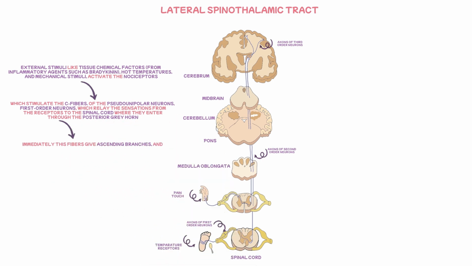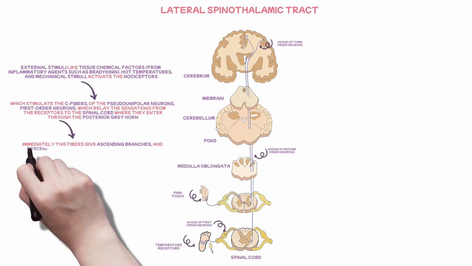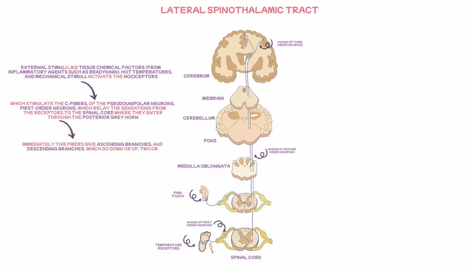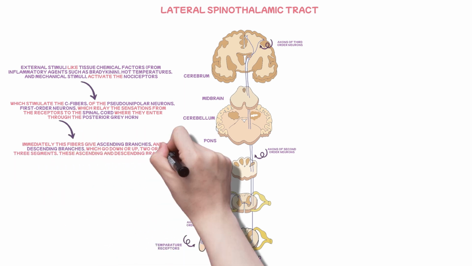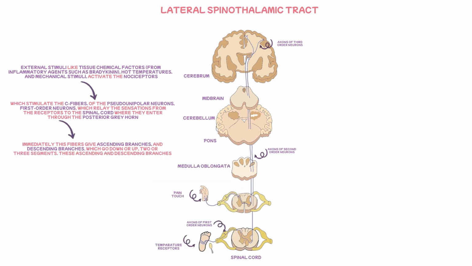Immediately, these fibers give ascending branches and descending branches, which go down or up 2 or 3 segments. These ascending and descending branches form the tract of Lissauer. We shall discuss the clinical implications of this tract later.